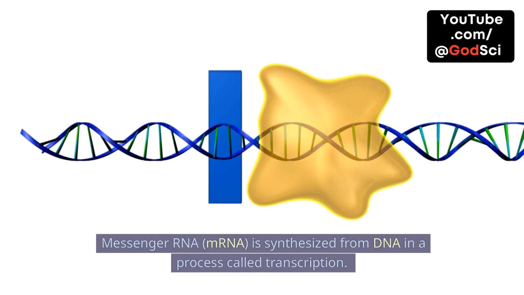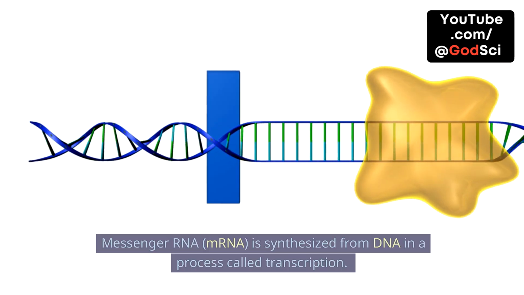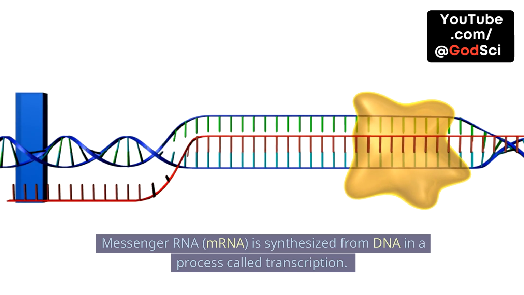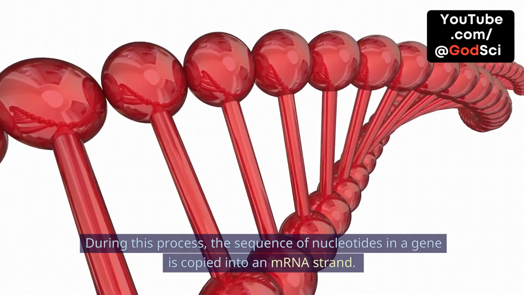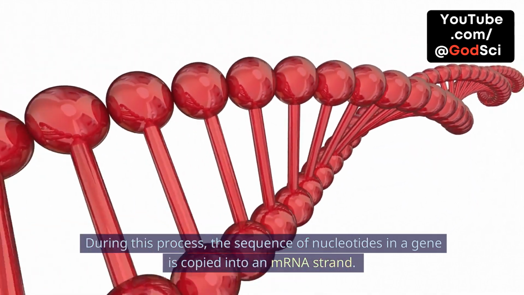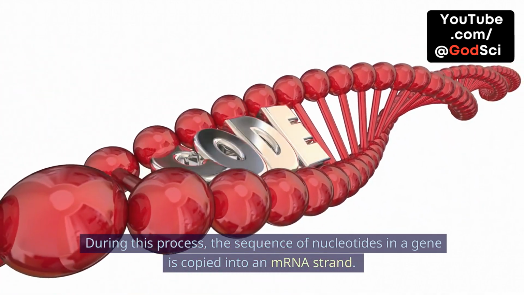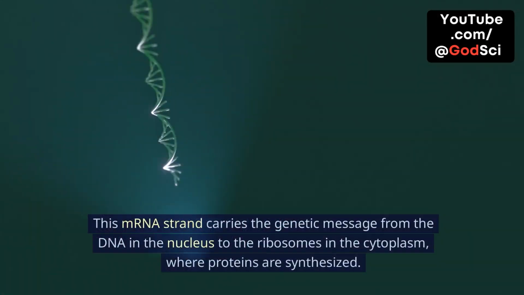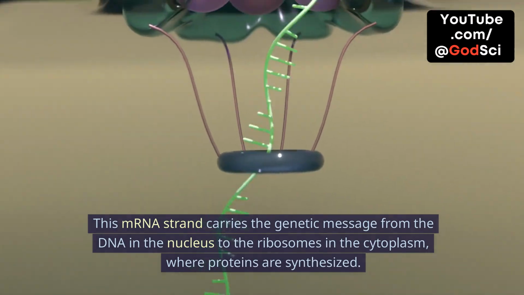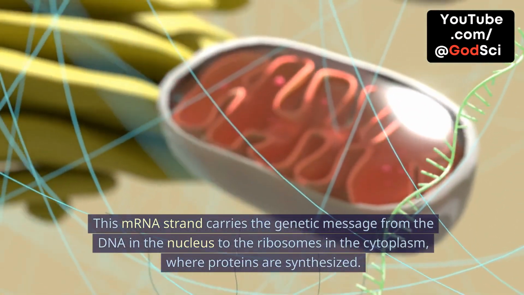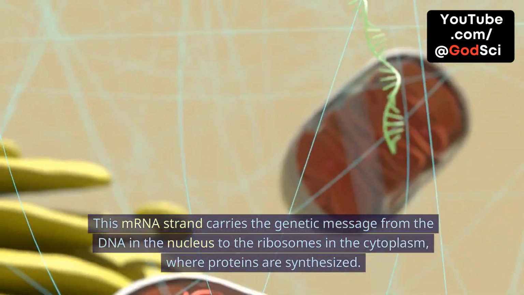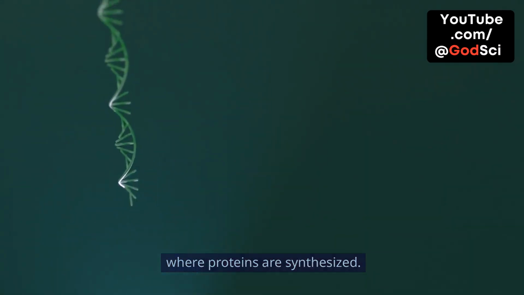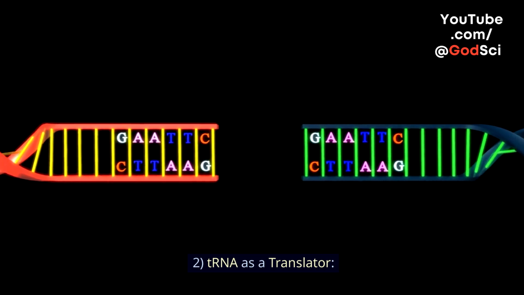1. mRNA as a messenger. Messenger RNA, mRNA, is synthesized from DNA in a process called transcription. During this process, the sequence of nucleotides in a gene is copied into an mRNA strand. This mRNA strand carries the genetic message from the DNA in the nucleus to the ribosomes in the cytoplasm, where proteins are synthesized.